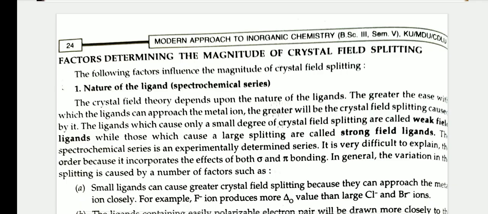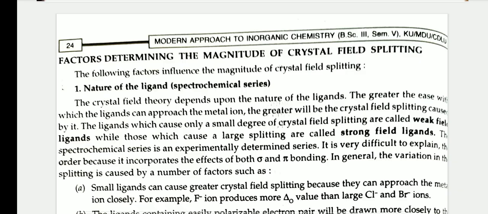Factors determining the magnitude of crystal field splitting. The following factors influence the magnitude of crystal field splitting. Nature of ligand, spectrochemical series. The crystal field splitting depends upon the nature of the ligand. The greater the ease with which the ligand can approach the metal ion, the greater will be the crystal field splitting caused by it. The ligands which cause only a small degree of crystal field splitting are called weak field ligands, while those which can cause a large splitting are called strong field ligands.